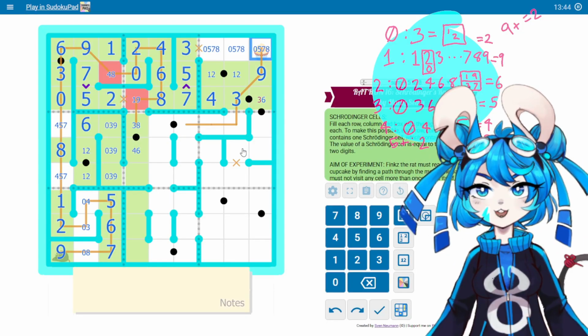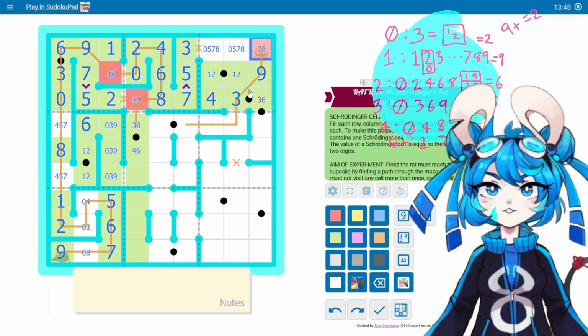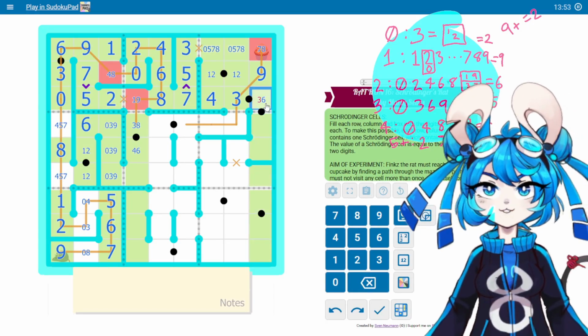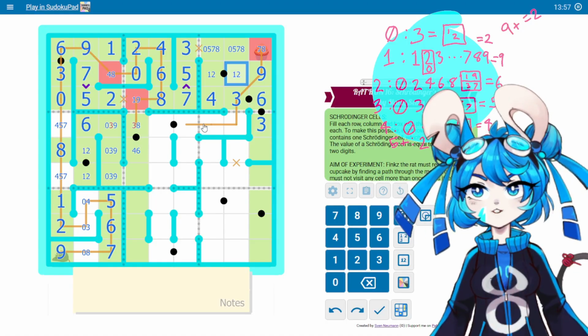So this has to be 3, 9, and what? 7, 8. Meaning these are all vanilla cells. This has to be a 6. And that does mean this is just a regular 3.